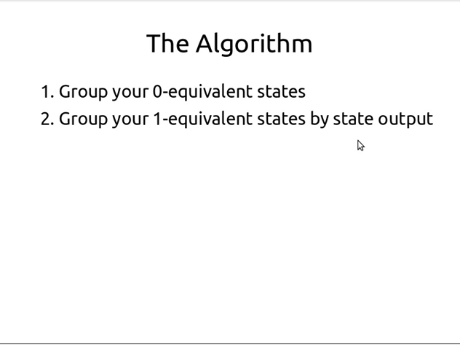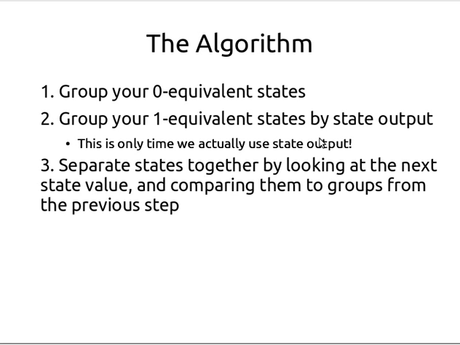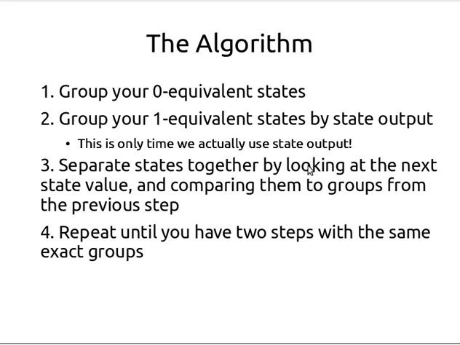After this, we'll use the next state values to calculate them. Afterwards, we will separate the states by looking at the next state values and then compare them to groups from the previous step. If the state values differ between one iteration and the next, they're not identical anymore. They're distinguishable. They're not equivalent. So we have to place them in their own unique group. And we repeat this until we hit 2 steps with the same exact groups. So we run this algorithm and we hit 2 same groupings.